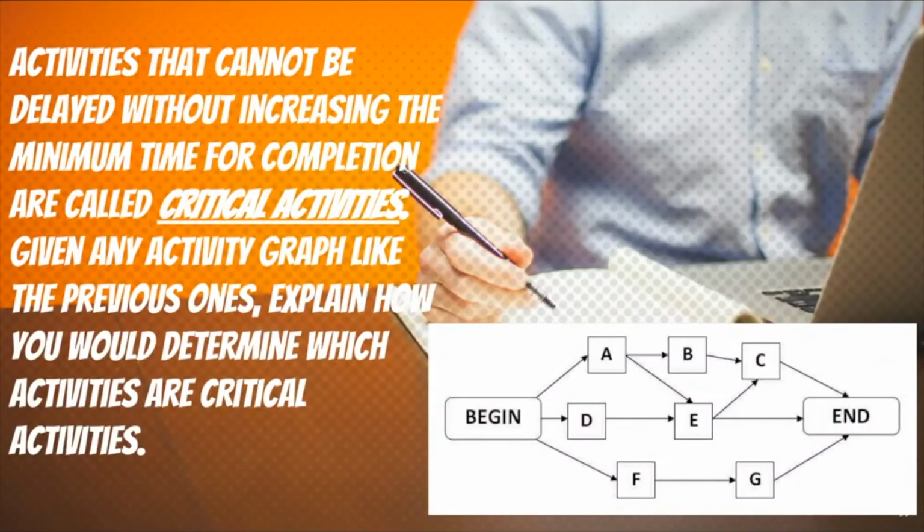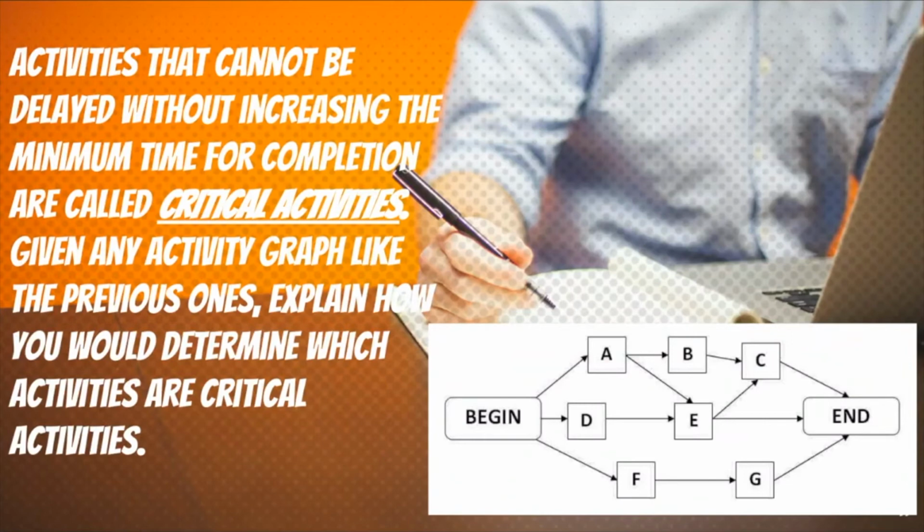Okay, activities that cannot be delayed without increasing the minimum time for completion are called critical activities. That's part of your vocabulary. It'll be up on your word wall, so check it out. Given any activity graph like the previous ones, explain how you would determine which activities are critical activities. So if you find the pathway of the minimal time for completion, it is safe to assume that all activities on that pathway are considered critical activities, because if you delay any of those critical activities, you will increase the minimum time for completion. Does that make sense?